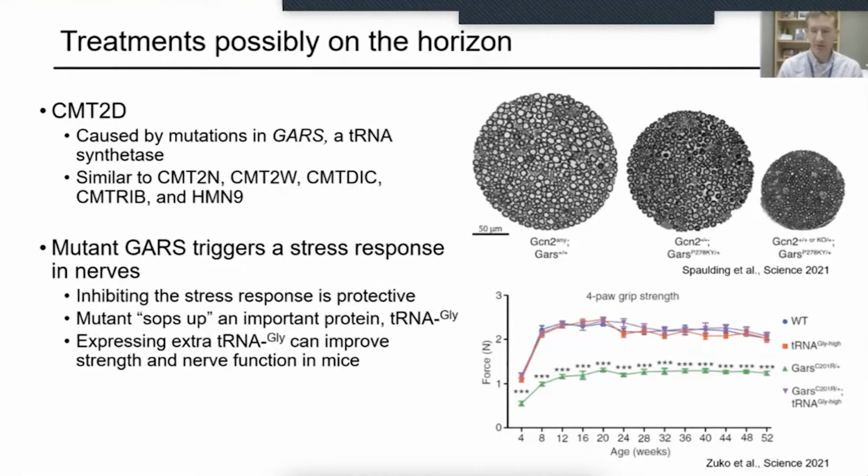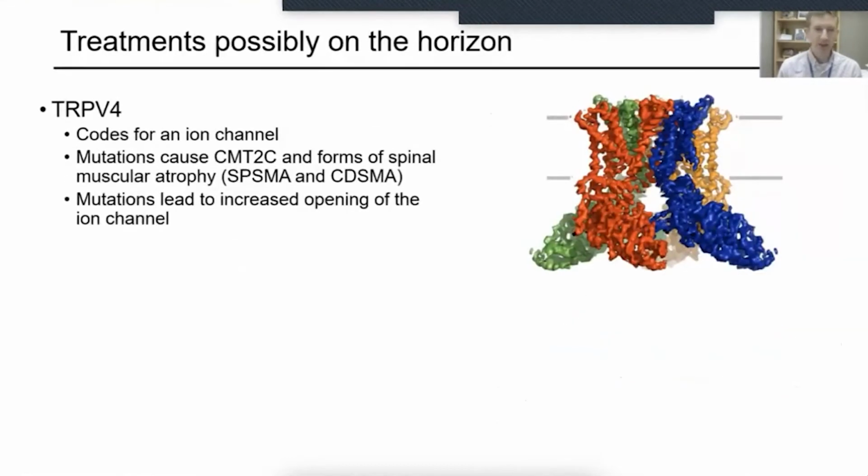In TRPV4 neuropathy, which causes CMT2C and related forms of spinal muscular atrophy, the mutations are in this ion channel called TRPV4, and they basically make this channel, which sits on the surface of cells, open more than it should open, and so that lets things flow into the cell that shouldn't normally flow into the cell, or at least shouldn't flow in as much as they do with the mutations.